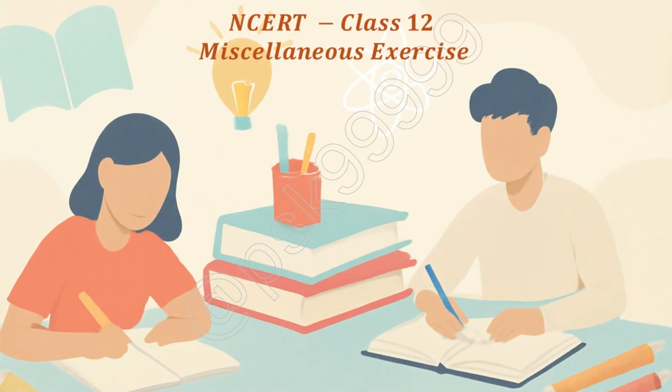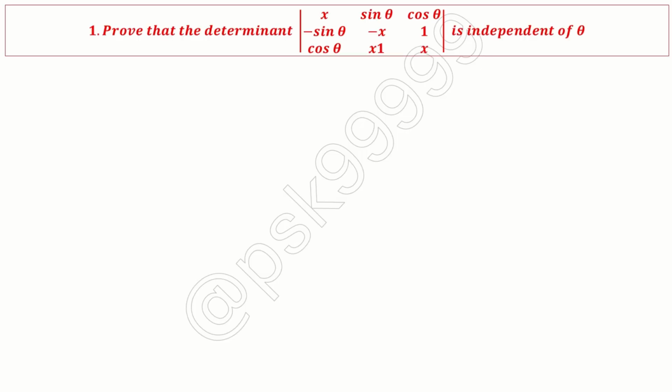Yeah, let's do some miscellaneous exercises. Different kind of questions here. Prove that the determinant given here in the matrix form is independent of theta. Simply what you will do, you will find out the determinant first and see whether there is a theta term or not. Or if there is a theta term, you can simplify using trigonometric formulas.